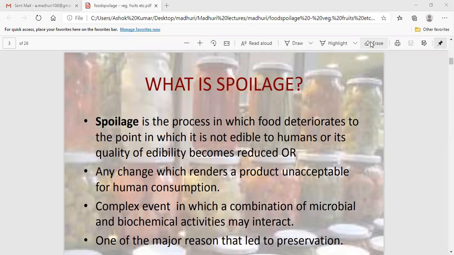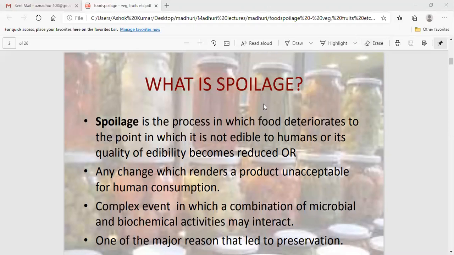Today let us try to understand what is food spoilage, how it is affecting our food industries, what are the different microorganisms responsible for food spoilage, and what is food intoxication, what is the difference between spoilage and intoxication, and what is the threat by food intoxication to humans and other organisms. So let us start with the definition of spoilage.